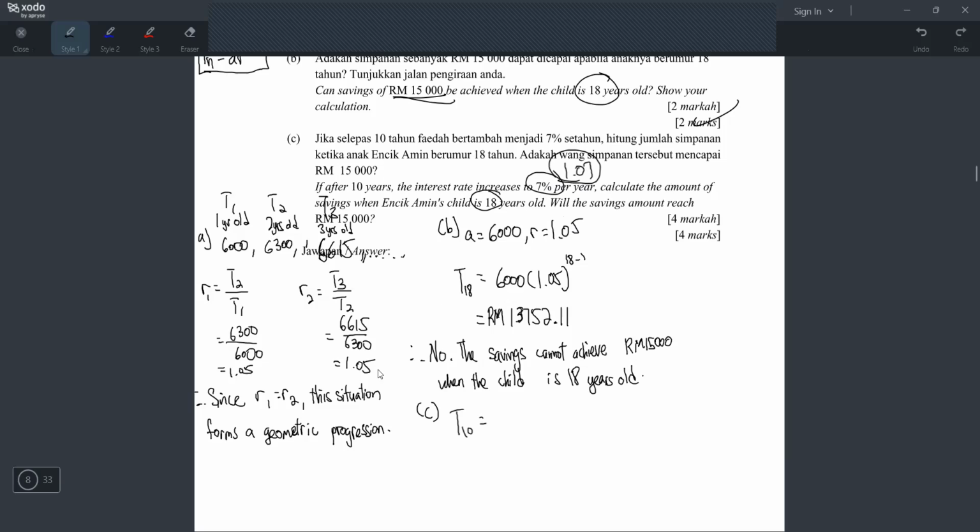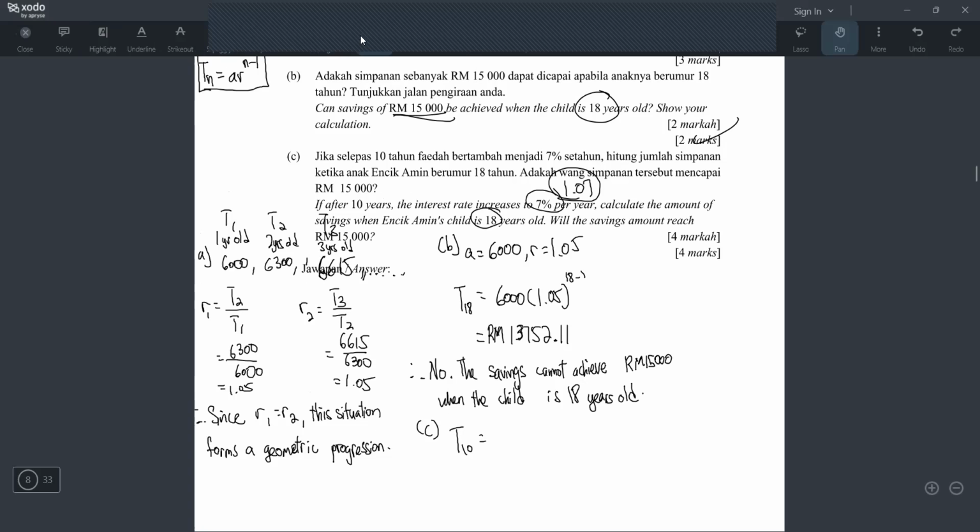So what I will do is I want to form a new progression after 10 years, right? So I will find T10 so that I can know the first term of the new progression. All right. I hope what I'm explaining now makes sense. So for T10, I will use this formula again, the A R power n minus 1. The A will be 6,000. The R will be 1.05, and then power 10 minus 1, which is 9. So let's press 1.05 power 9, and then multiply with 6,000.